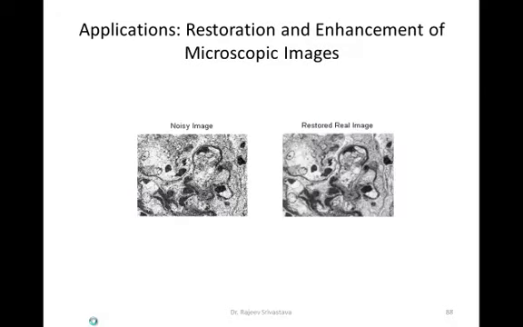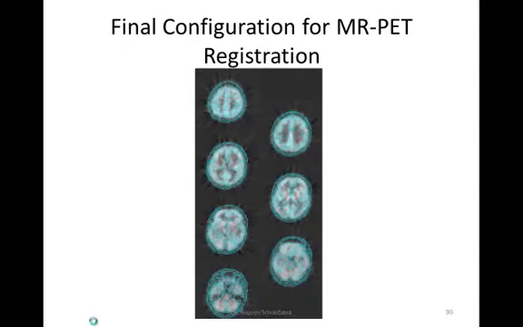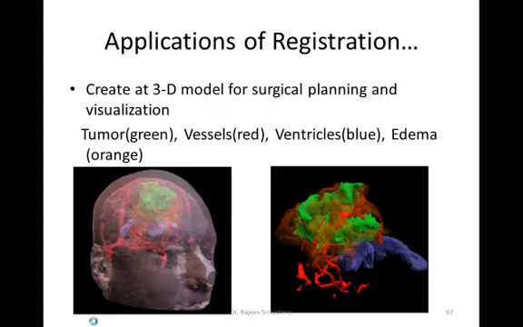Restoration and microscopy. Restoration and enhancement of microscope images. Medical image registration. Final configuration for MR-PET registration. Applications of registration: to register and memorize the brain to visualize anatomy, and to create a 3D model for surgical planning and visualization.